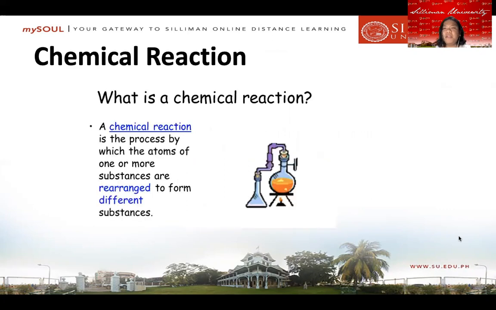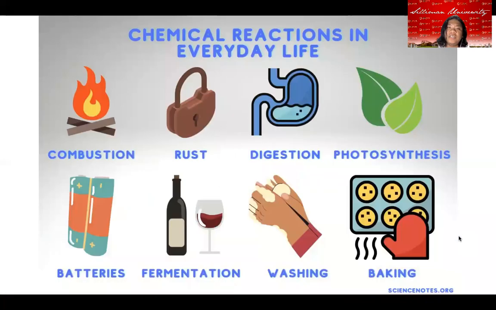We define chemical reaction as a process in which the atoms of one or more substances are being rearranged to form different substances. So in other words, you have this set of substances and then you combine them and then you form a new substance. That is our simple definition of a chemical reaction.